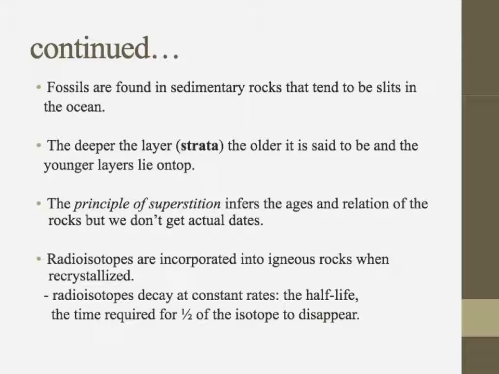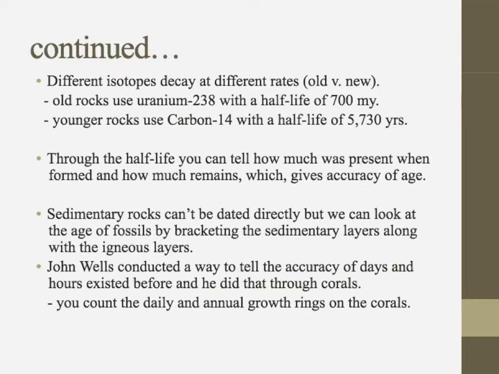Radioisotopes are incorporated into igneous rocks when recrystallized. Different isotopes decay at different rates. The older rocks use uranium-238, and the younger rocks use carbon-14, and those vary in half-lives. Through the half-life, you can tell how much was present when formed and how much remains, which gives us accuracy of age. Sedimentary rocks can't be dated, but we can look at the age of fossils by bracketing the sedimentary layers along with the igneous layers.